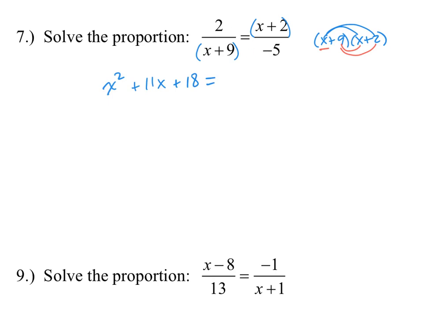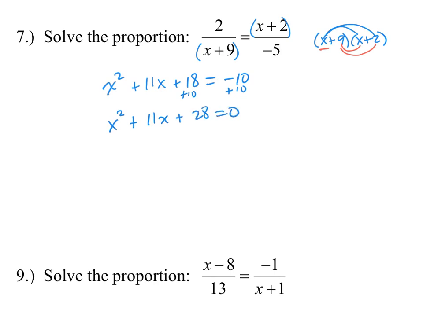So 2 times negative 5 is negative 10. Now, this quadratic equation is not in standard form yet. Remember, to use the quadratic formula or to factor, we need one side equal to 0. So what I'm going to do is real quick add 10 to both sides, so I get one side equal to 0, and we have x squared plus 11x plus 28 equals 0.